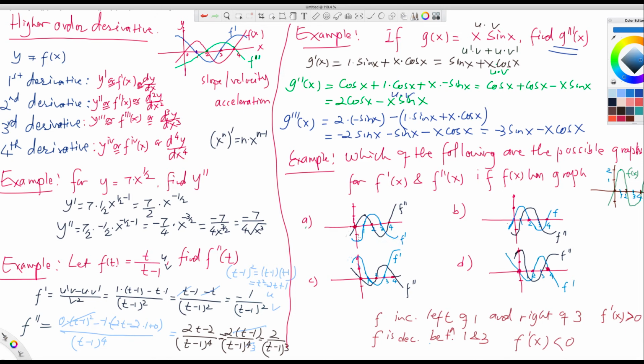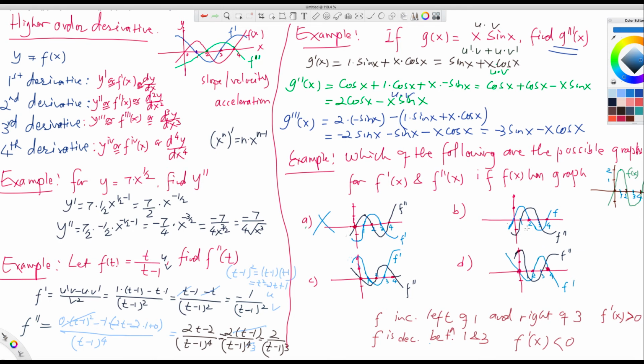On the first one, f prime is negative left of 1, but we need f prime to be positive left of 1 and right of 3. So this is not the right answer. How about this one, b?